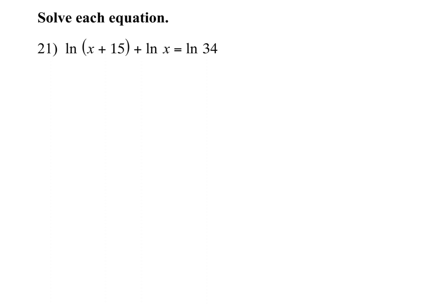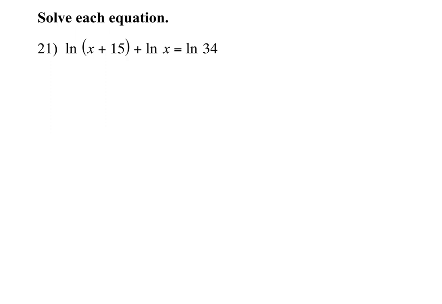Really, the only difference between this and the group above it is that you have to condense first. So for those of you that did not do well on condensing on your quiz before, you need to pay attention to condensing here, okay? Before you can do the process of getting rid of your logs, you can only have one per side, okay? So on the left-hand side, I have a natural log of x plus 15 and a natural log of x. So I have to condense those first before I can solve this, all right?